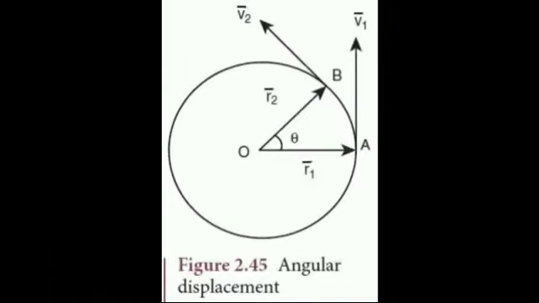Angular displacement. The angle described by the particle about the axis of rotation in a given time is called angular displacement. Here angular displacement is equal to angle AOB is equal to theta. The unit of angular displacement is radian. The angular displacement in radian is related to arc length s and radius r as theta is equal to s by r.